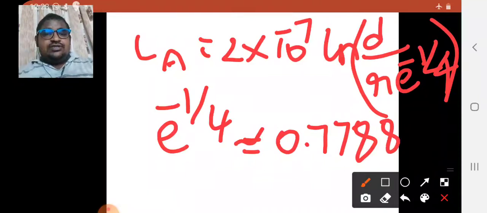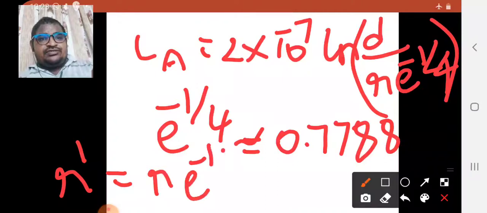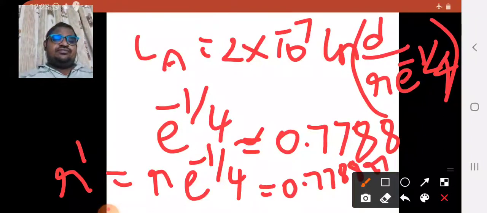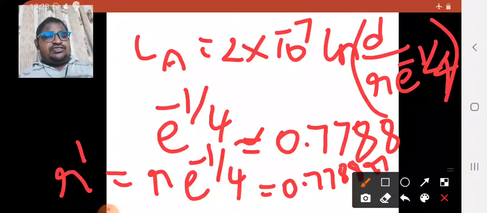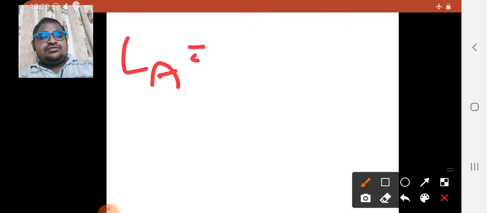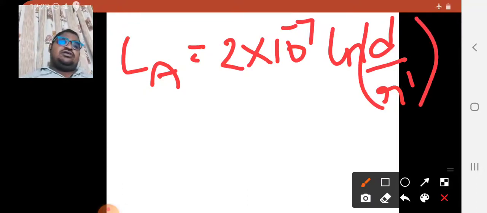Approximately 0.7788. Hence I take R dash, which is equal to R into e power minus 1 by 4, that is equal to 0.7788 into R. So therefore, what is the expression for inductance of the solid wire? That is given by LA is equal to 2 into 10 power minus 7 ln d by R dash.